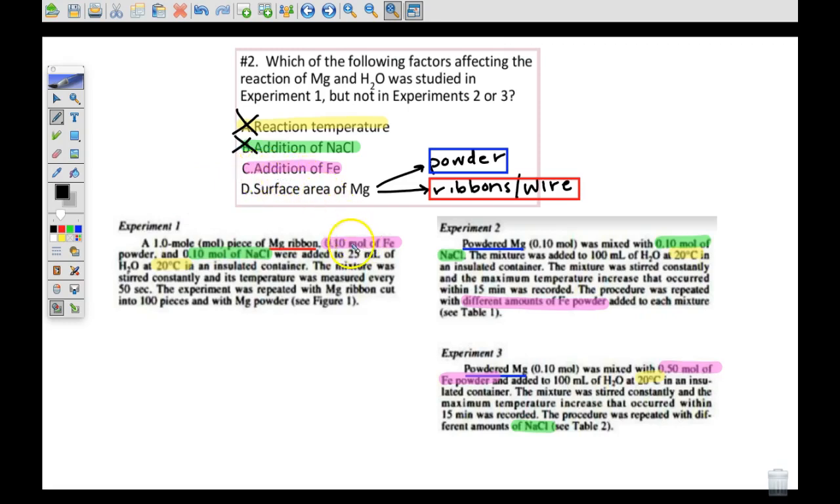C, the addition of iron. All 3 experiments have iron added, so that's out. So that only leaves D, the surface area of magnesium, which is the correct answer.